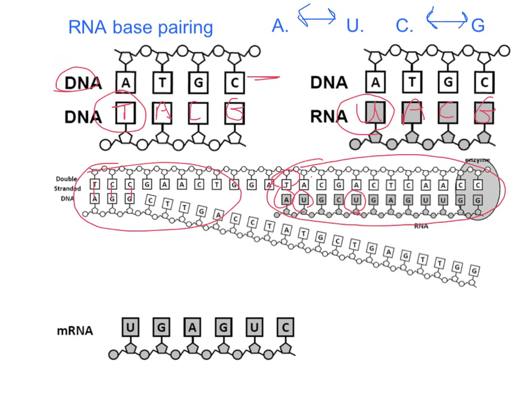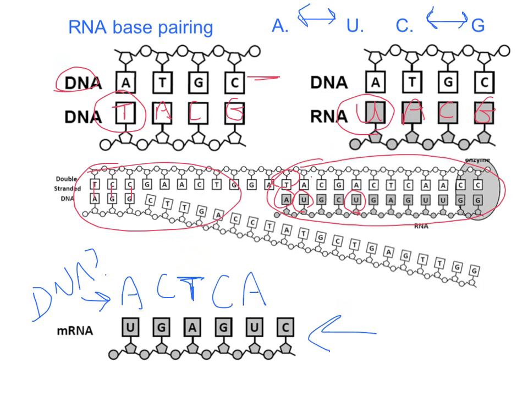So if you look down at the bottom here, I've got my messenger RNA strand down here. So what DNA would this have come from? Well, I have a U in RNA. Well, U goes with A, right? I have a G, so I've got a C. I've got an A. Well, I'm making DNA, so I need a T, not a U. Now I have a G, so I've got a C. U goes with A. C goes with G.